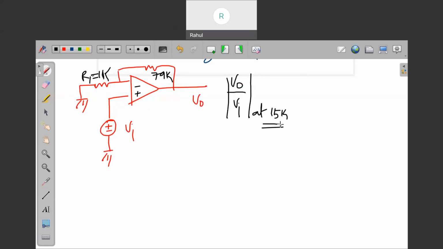So can somebody solve this question? Can somebody try this question at least? This question was for 2 marks only.